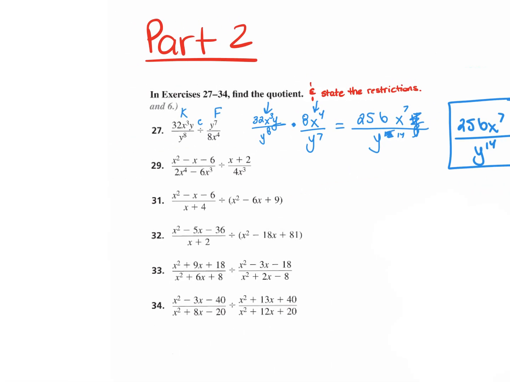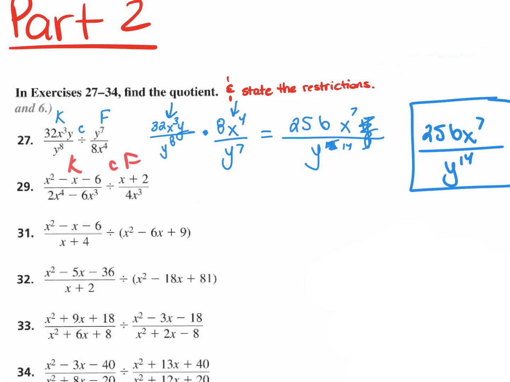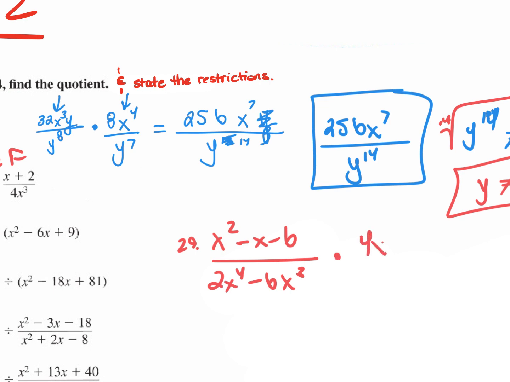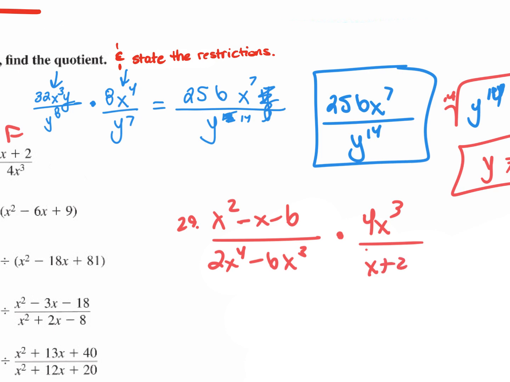So let's go to the next one, 29. We're going to keep, change, flip. Do that first. So I'm going to keep x squared minus x minus 6 over 2x to the 4th minus 6x cubed, right? Times, and when I flip, this becomes 4x cubed over x plus 2. I told you, anything that's separated by a plus or minus sign, put it in parentheses so you remember, hey, I cannot just randomly cross out. I have to factor out.